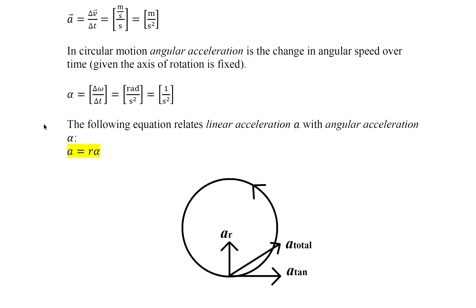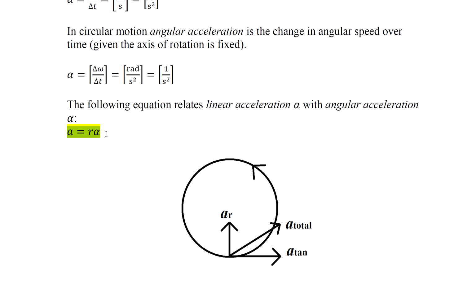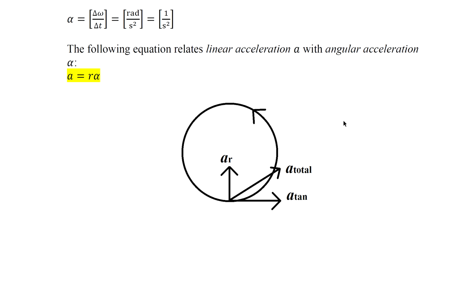So this equation relates linear acceleration with angular acceleration. a equals r alpha. So a is linear, meters over second squared. The right is circular or angular, which is also meters over second squared. r is in meters, alpha is in 1 over second squared. So the units on the left-hand side are equal to the units on the right-hand side. Radial acceleration is towards the middle, tangential acceleration is 90 degrees, and total acceleration is when you sum up the two.